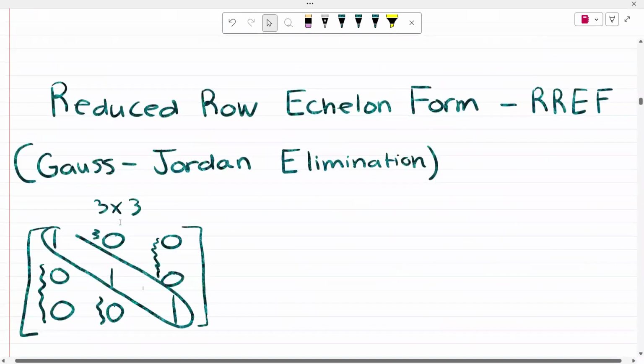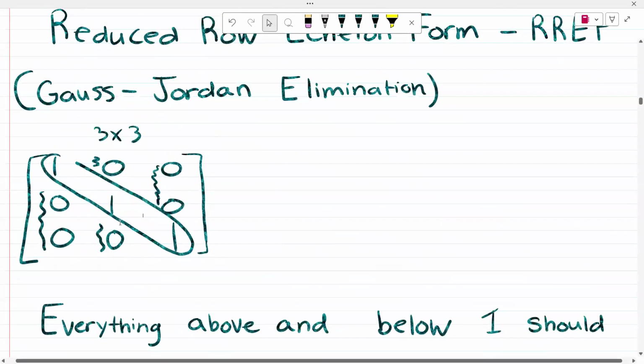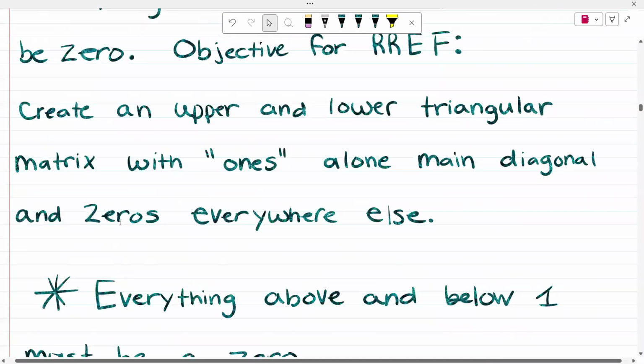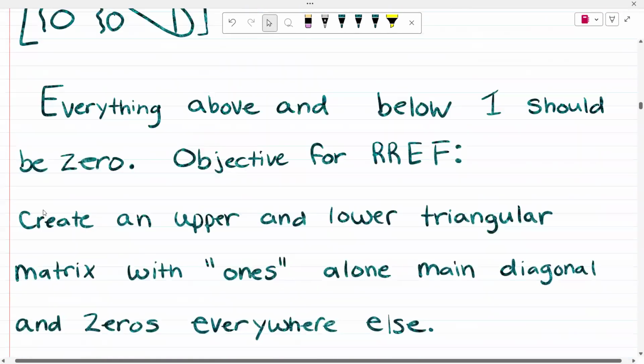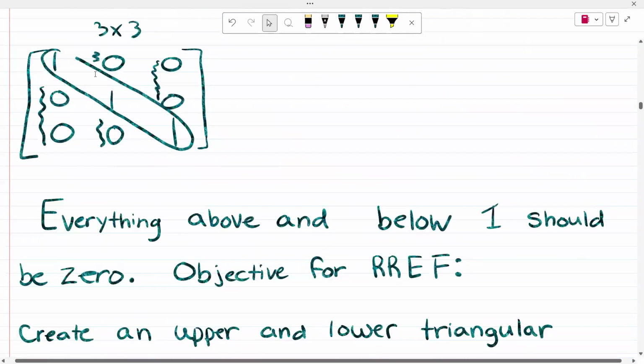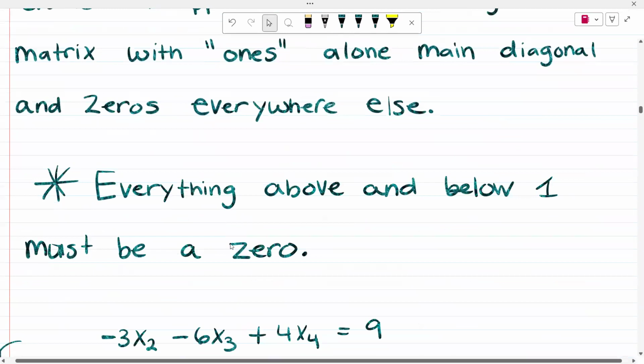And why do I prefer this? Why do I prefer reduced row echelon form? Is because you no longer have to do back substitution. So yeah, everything above and below must be 0.